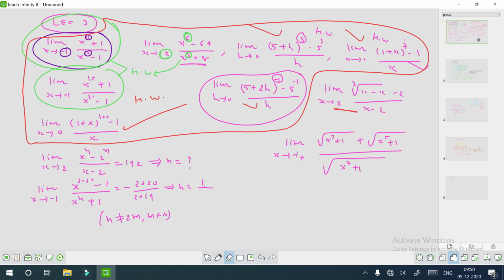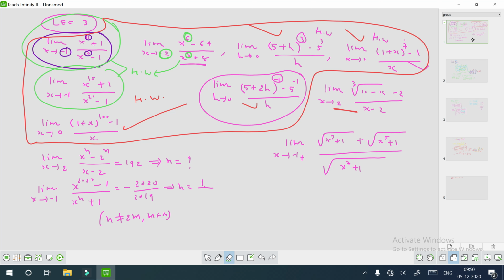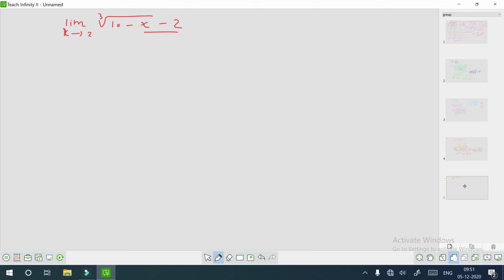Limit x tends to 2 of the cube root of (10 minus x) minus 2, over x minus 2. This one is given to us.